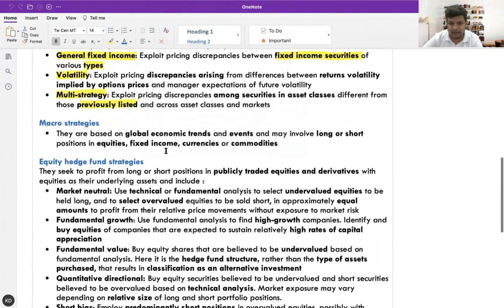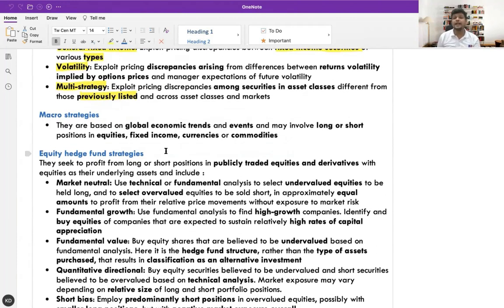Macro strategies. Macro strategies are hedge funds who wait for the global events. So they wait for global macroeconomic trends, and accordingly they go long or short in equities, fixed income, currencies or commodities. For example, let's say there is a meeting of OPEC. So I feel the crude prices will increase. So I buy crude, but I feel the gold price will decrease. So I sell gold. That's what hedge funds do. They bet on the global events. Clear?